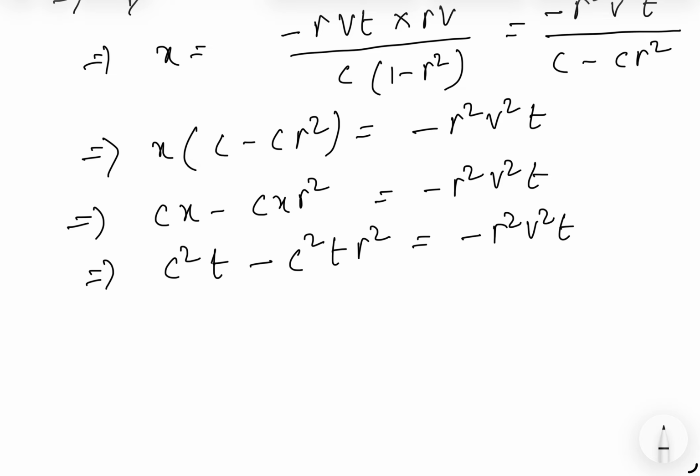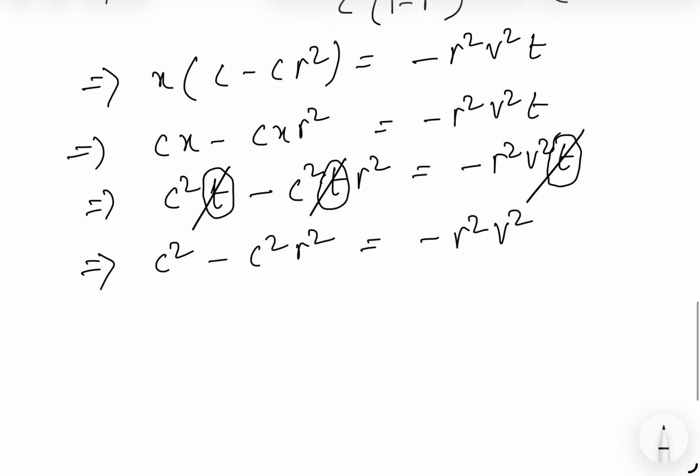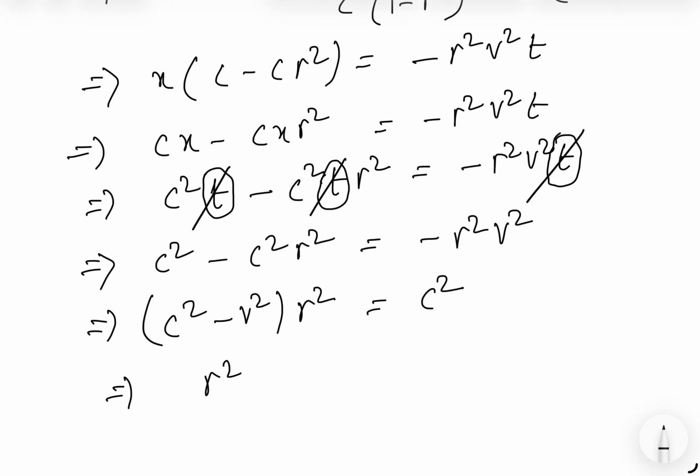So this way now you can take t common from all these terms, and you can cancel t from all the terms, right? So we are left with c square minus c square gamma square, which equals minus gamma square v square, right? Okay, so here you can write (c square minus v square), taking the coefficients of gamma square out, equals c square, right? And then make gamma square the subject.